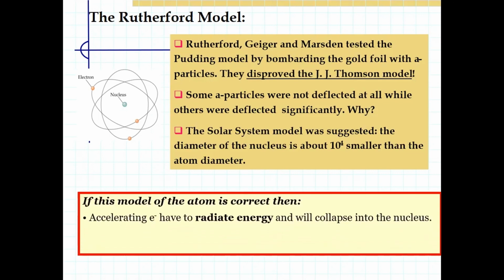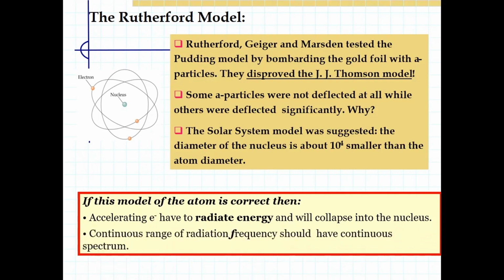If the model of the atom proposed by Rutherford is correct, then accelerating electrons will have to radiate energy and will collapse into the nucleus. The continuous range of radiation frequency should give a continuous spectrum. On the contrary, all atoms have shown a discrete line spectrum. There were serious problems with the Rutherford model.